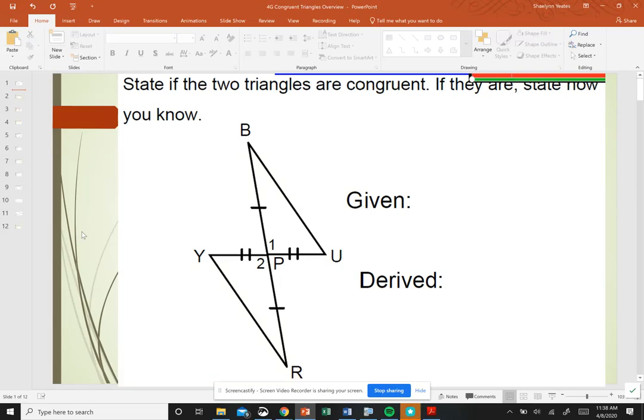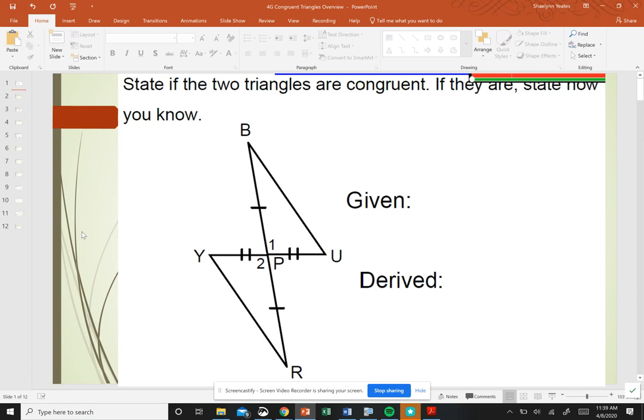We're just going to spend today doing the same thing over and over and over again. We're just going to be identifying what we're given as congruent, figuring out what we can derive or infer from the triangles is congruent, and if we can say the two triangles are congruent, and if they are, state how we know. So we're going to start with just this triangle. I know it's been a minute since you've done this, but that's okay.